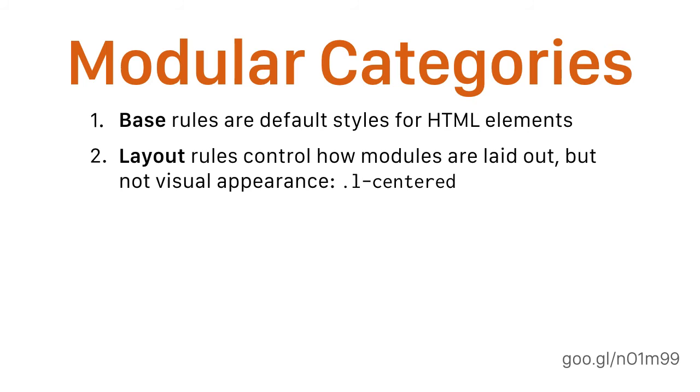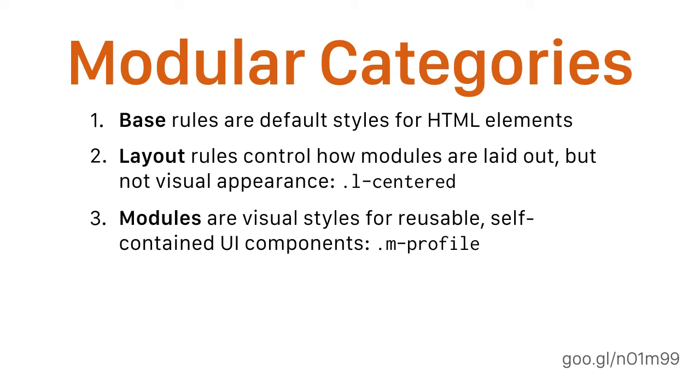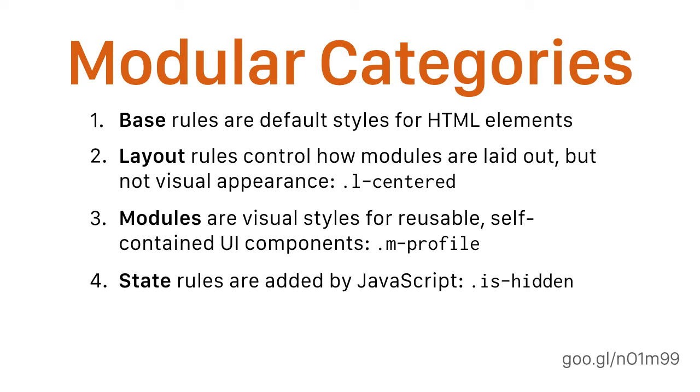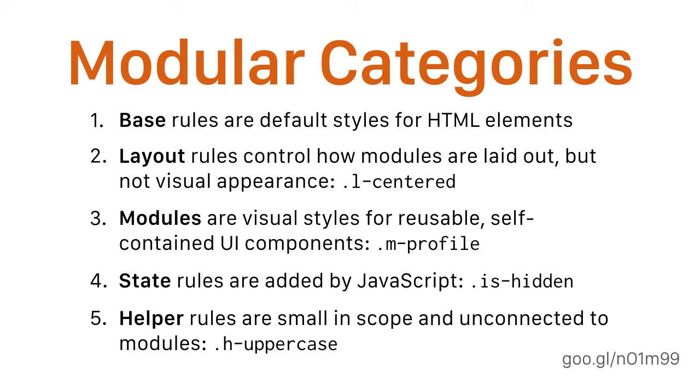Base rules for HTML elements, the layout rules to control how modules are arranged on the page, module rules to put visual styles on your reusable components, state rules for things that are added by JavaScript. And we've added another one. This is something we learned from Harry Roberts' CSS Wizardry. Helper rules, which are small, scoped rules that are unconnected to a module. For example, h-uppercase. That is a predictable class. I know what's going to happen when I put that on any given module. It's going to make the text uppercase.